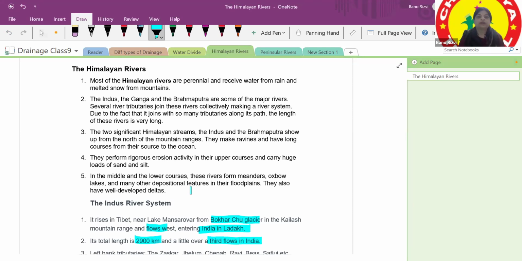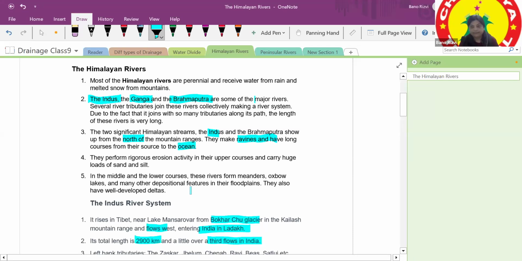Most of the Himalayan rivers are perennial and receive water from rain and melted snow from mountains. The Indus, the Ganga, and the Brahmaputra are some of the major rivers. So don't forget the Indus, Ganga, and Brahmaputra. Several tributaries join these rivers, collectively making a river system, because it joins with so many tributaries along its path. The length of these rivers is very long. The two significant Himalayan streams, the Indus and the Brahmaputra, rise north of the mountain ridges. They make ravines and have long courses from their source to the ocean.